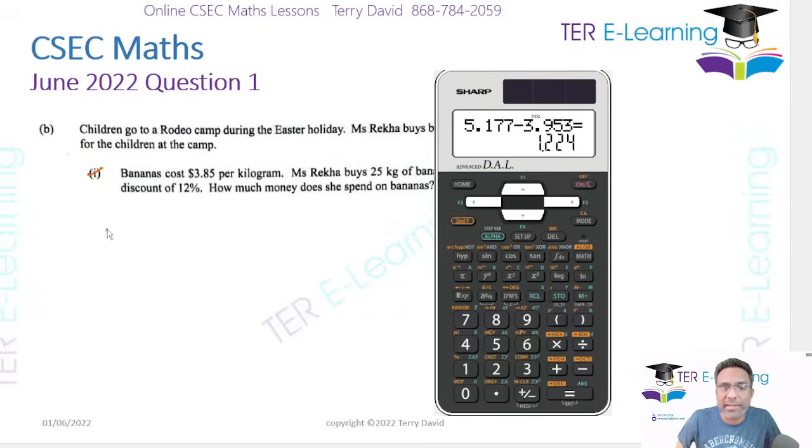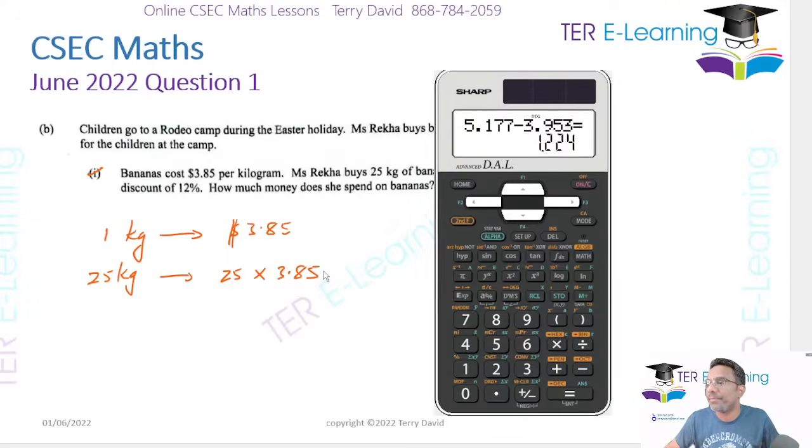So we know that 1 kg actually costs $3.85. Now she buys 25 kg. All we need to do is to take this 25 and multiply it by $3.85. One second, let me just get rid of this calculator here. I don't think you need it right now.